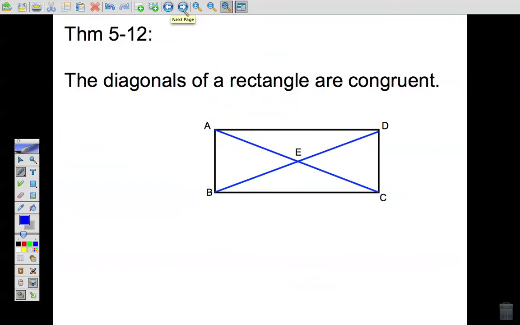Now, Theorem 512, you'll want to write this in your notebooks. Theorem 512 says the diagonals of a rectangle are congruent.